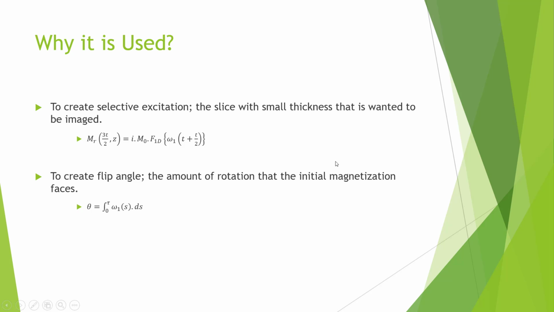And to be more specific about the technical part of the RF pulse, there are two main reasons for their usage. One is to create the selective excitation process, where we can select the slice that we want to image. And secondly, to create the flip angles, the amount of rotation that the initial magnetization will eventually undergo.